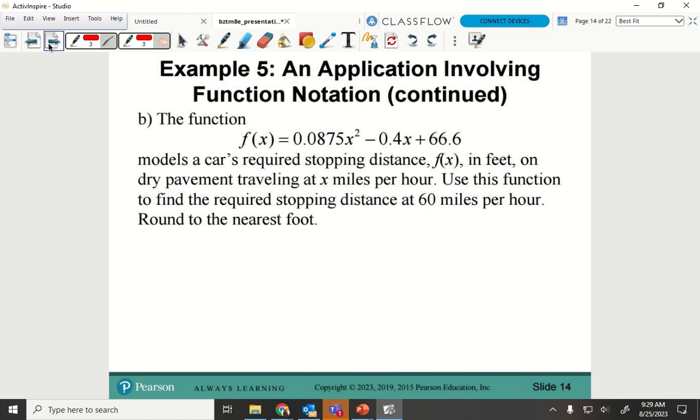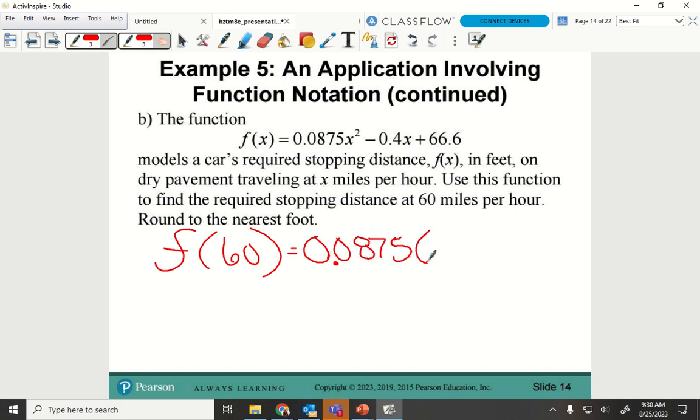So this is what we're going to do. Your function is going to look like this: f of 60. Every place that we have an x value, I'm going to replace that with 60. Equals 0.0875 times 60 squared, minus 0.4 times 60, plus 66.6.